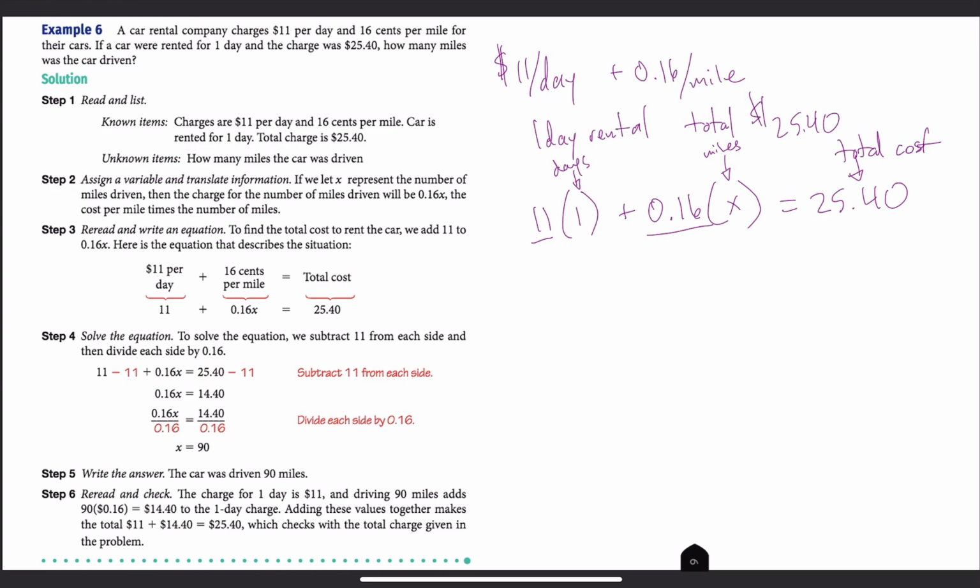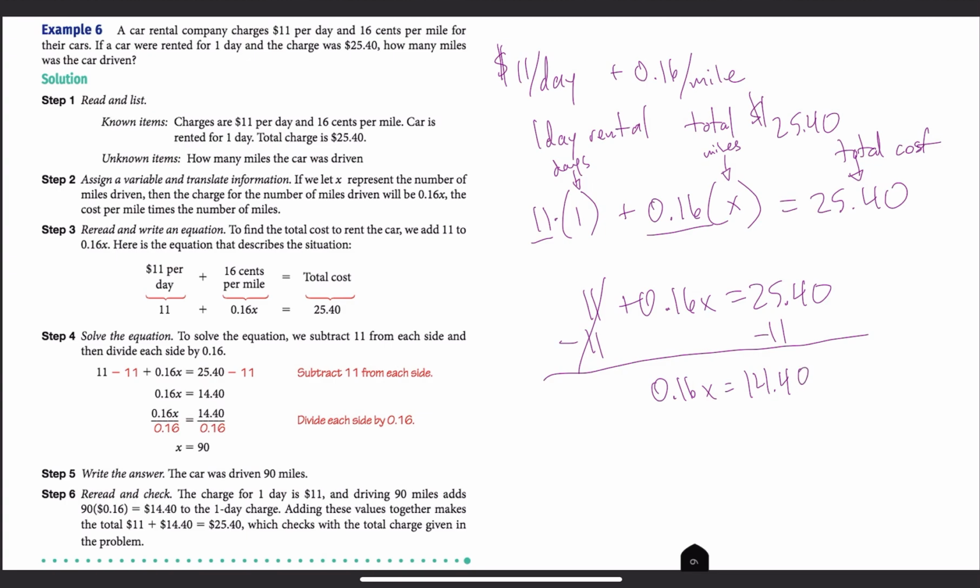So now I can solve. So I'll simplify, isolate my variable, and I'll know how many miles I drove. So 11 times 1 is 11. So it's $11 for the day. So if I take away 11 from both sides, I find out that it was $14.40 in mileage charges. And if I divide both sides by 16 cents, I'll find out that X equals how many miles I drove. And in this case, it's 90.